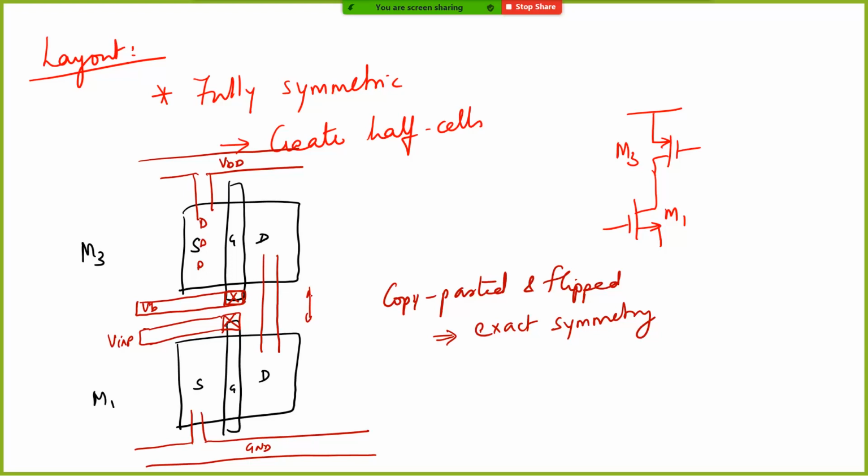then sorry, actually this is not ground. This is basically going to the current source, the tail current source. Now you just create it, copy, paste it, flip it around, then attach it, and you get a perfectly symmetric layout. Another technique which is used is something we have already seen.